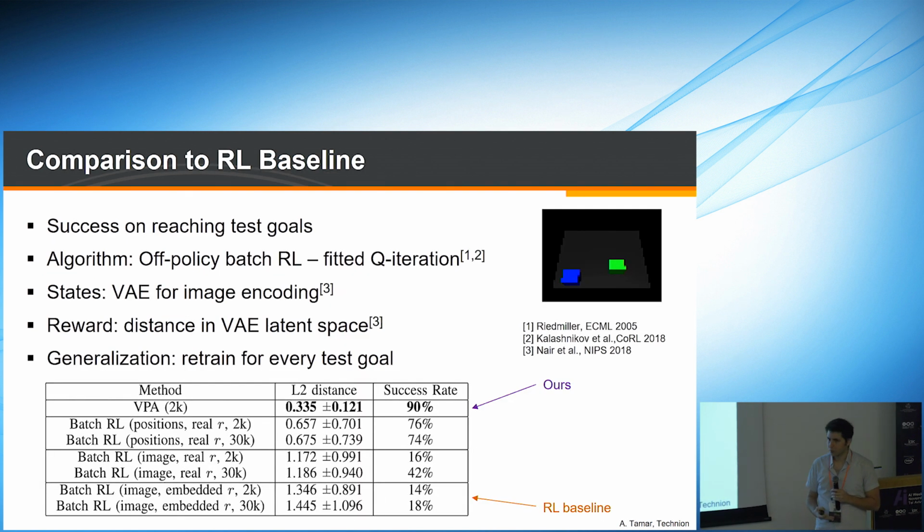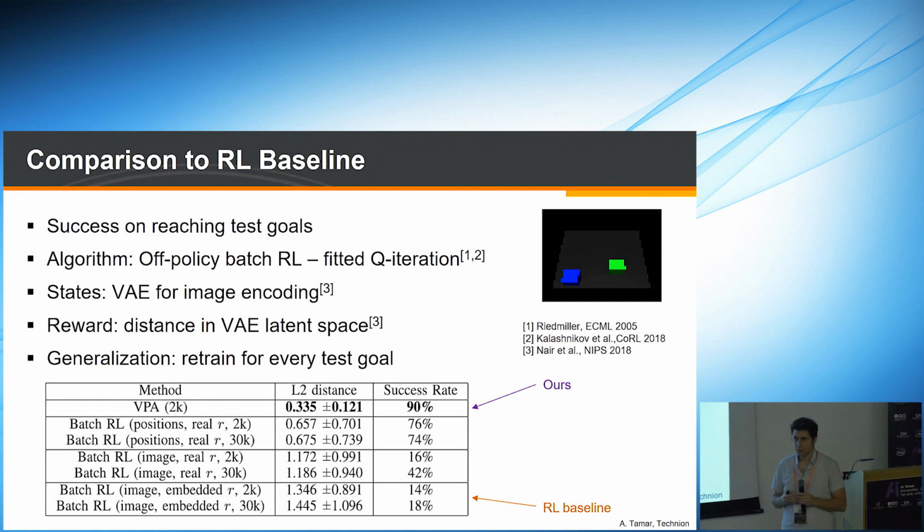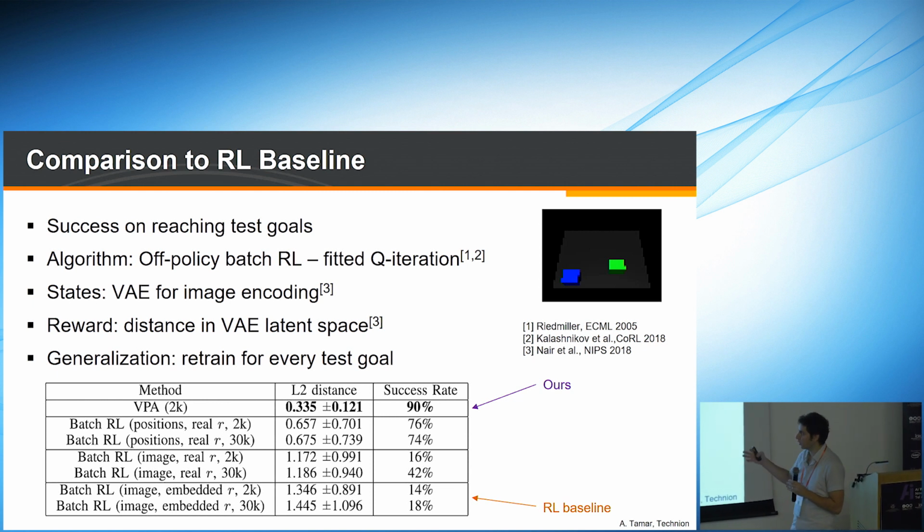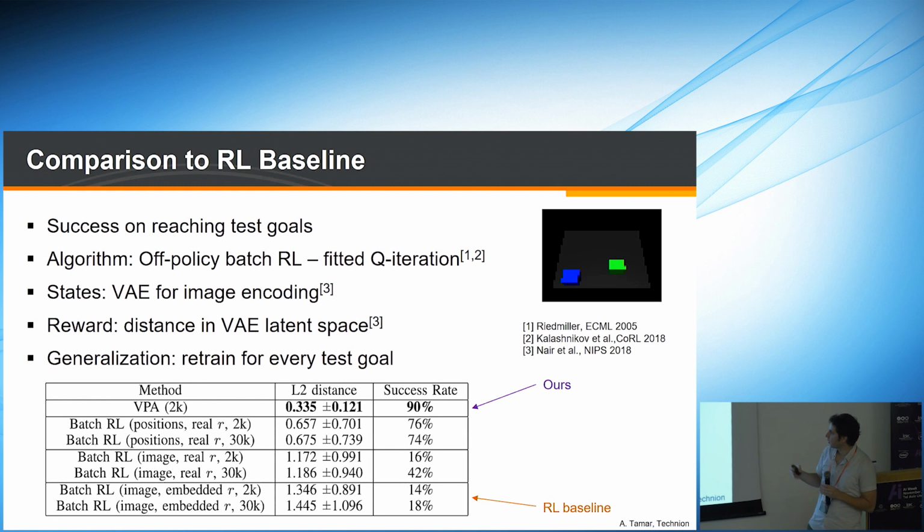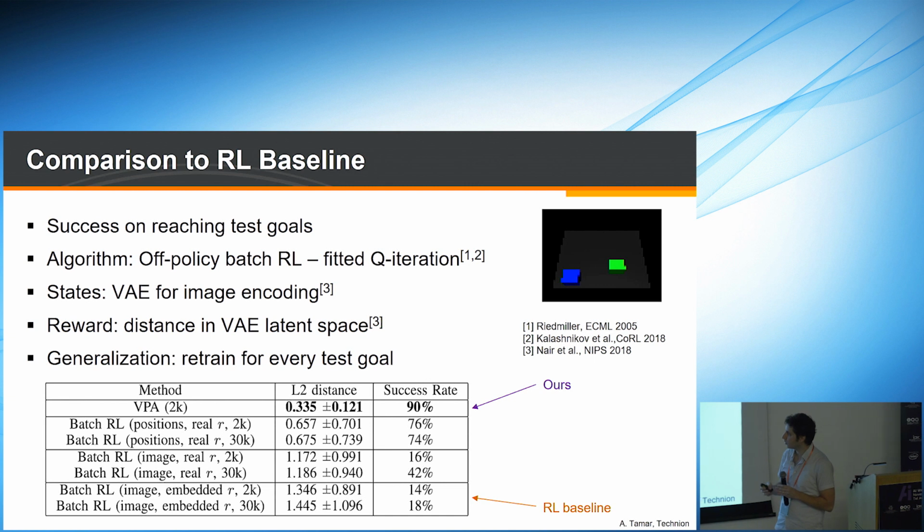We compare this to reinforcement learning. The relevant comparison in reinforcement learning here is off-policy batch reinforcement learning, which takes all this data and tries to find a policy. We also need a reward function at states for the reinforcement learning, so we used a recent method that was suggested for this by training a variational autoencoder and looking at reward as distance in the latent space of the VAE. It didn't work well. We got to about 15% success, while our model got to 90% success.